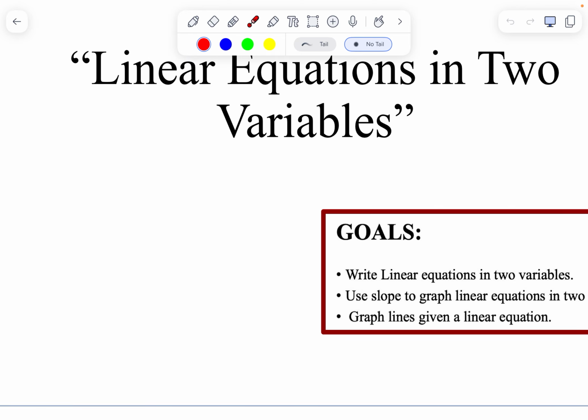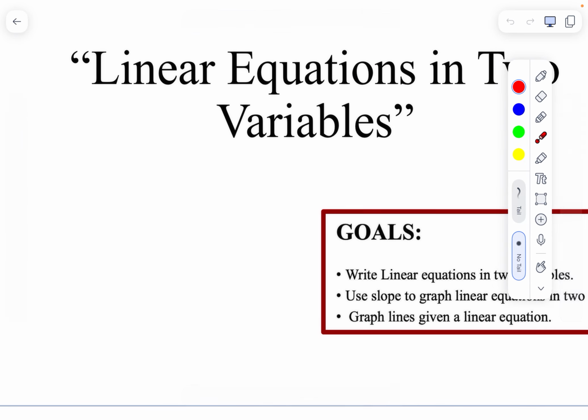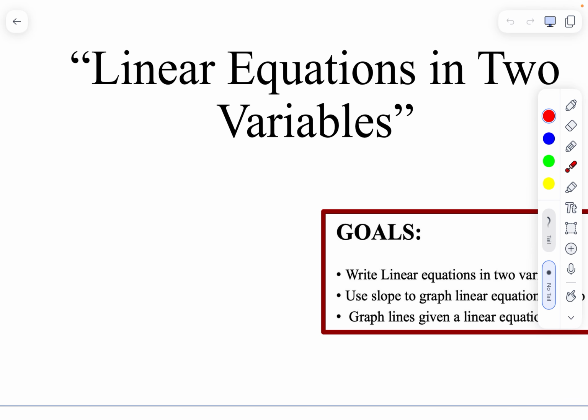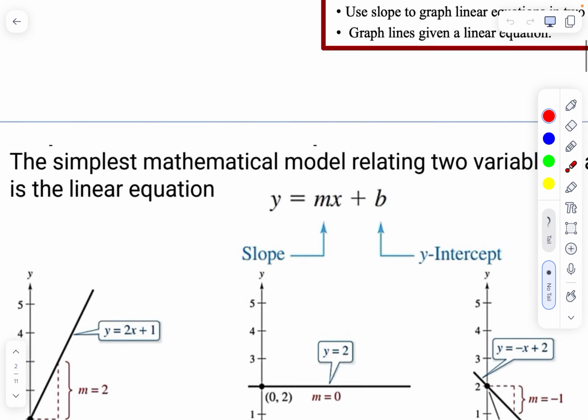Sorry about that. But our goal is we want to be able to write linear equations in two variables. We want to use slope to graph linear equations in two variables. Then we want to graph lines given a linear equation. So again, graphing, using the graph, using the equation, working algebraically, working graphically, just really intermixing all of those concepts.